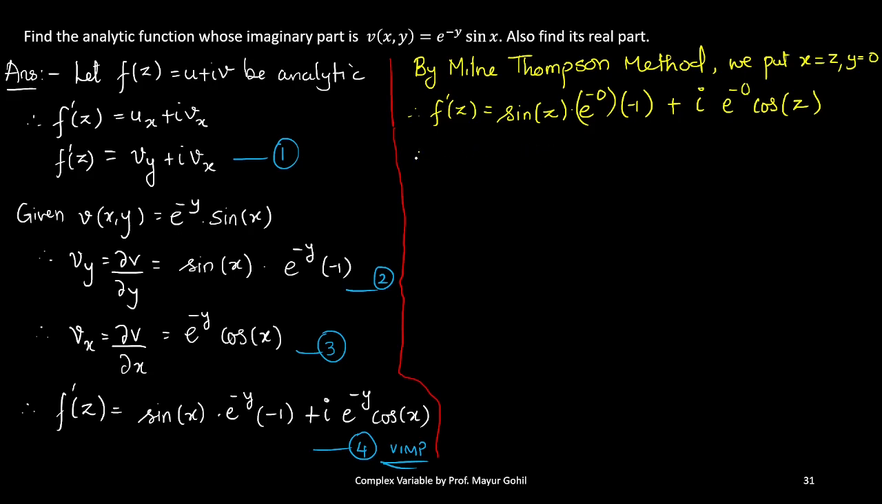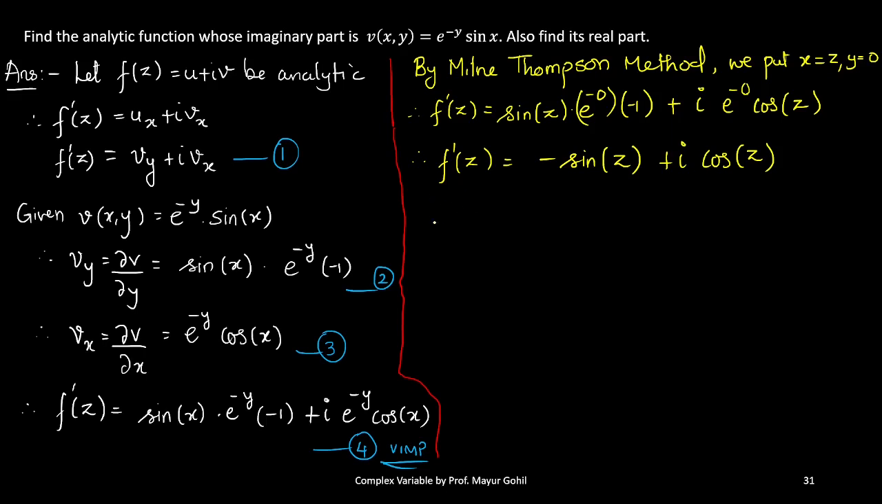So now we substitute here f dash of z. Now let us simplify this. After this substitution, let us simplify. What is going to come? It is minus of sin z plus i times cos z. That is what we get here.